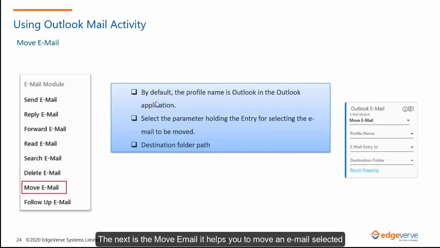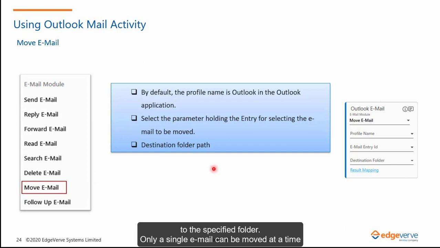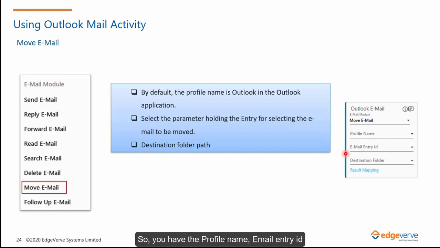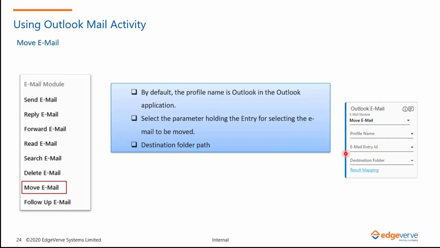The next is the move email operation. It helps you move an email selected as per the entry ID field present in the Outlook for the given profile to the specified folder. Only a single email can be moved at a time. So you have the profile name, the email entry ID, and the destination folder. The destination folder is the folder name to which the email must be moved and is present in your email.